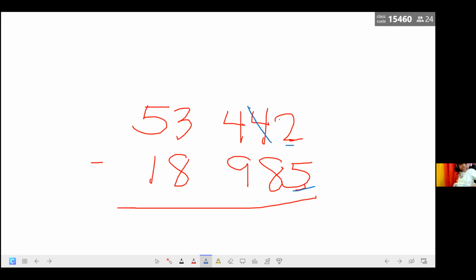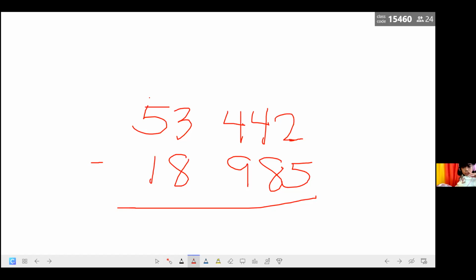Now I'd like to check if the kids understand what regrouping means. Can somebody tell me the correct way of saying regroup in this case? What digit should we regroup? 4. How do we say that properly? Borrow from 4. This is how we say it properly, class.